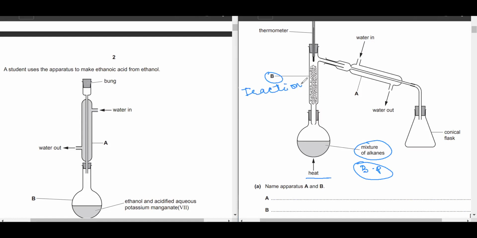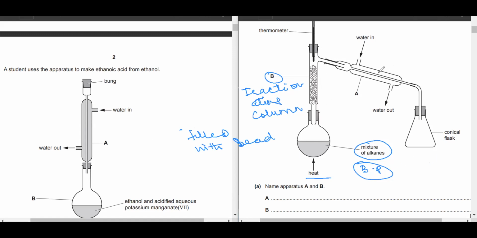This is my fractionating column. Now, what is the purpose of the fractionating column? It's normally filled with glass beads. It's filled with glass beads in order to give it a larger surface area for better condensation, so that the vapors of different alkanes, on the basis of their different boiling points, separate out.